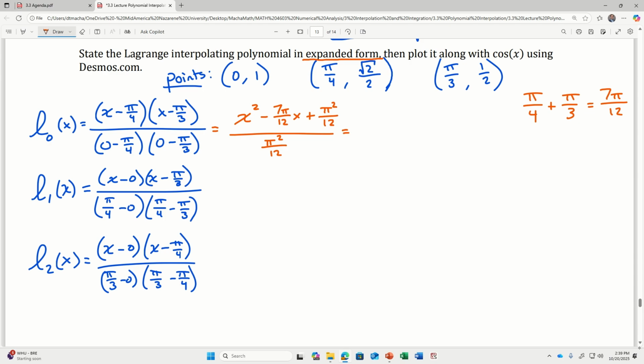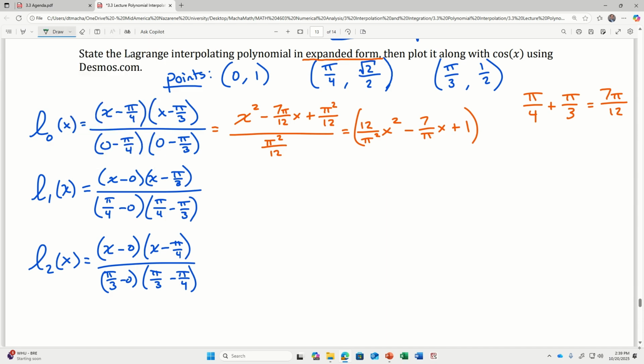So we're going to get some weird numbers, like 12 divided by pi squared x squared minus 7 over pi x plus 1. Okay. All right.